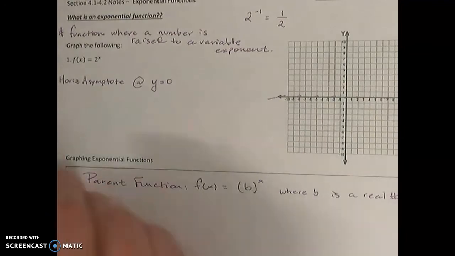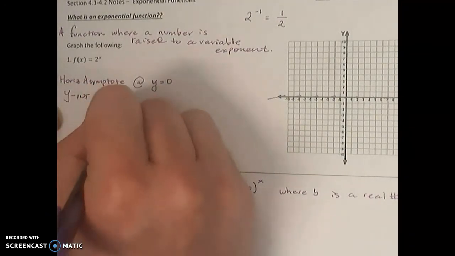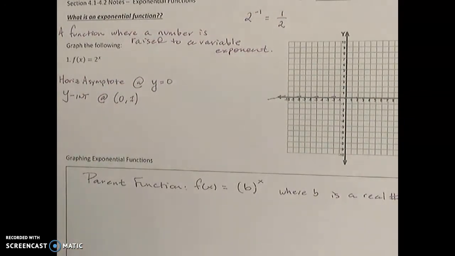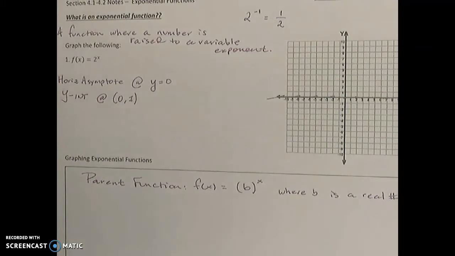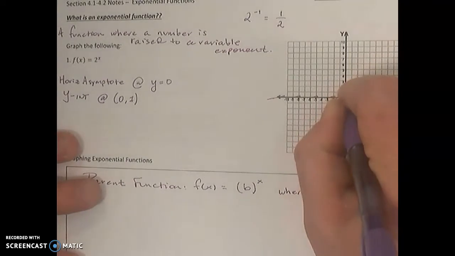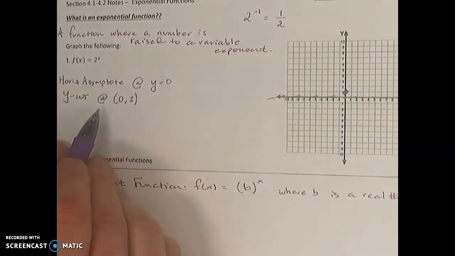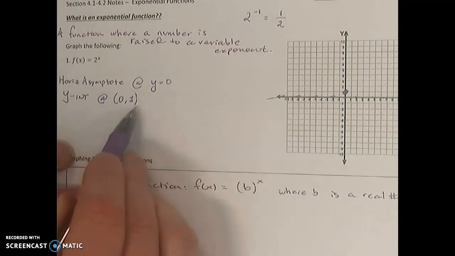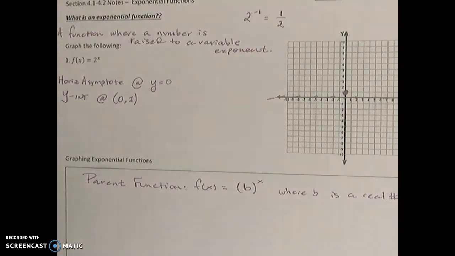Okay? It also, the parent function, has a y-intercept always at 0, 1. Why is that? Well, if you plug in a 0 for a variable in an exponent, anything to the 0 power is 1. So it doesn't even matter whether it's 2 to the x, 3 to the x, 4 to the x, 0, 1 will be on our graph. Okay? That's going to be important because we're going to want you and require you to be able to shift or transform this point and put it on any graph of future exponential functions.